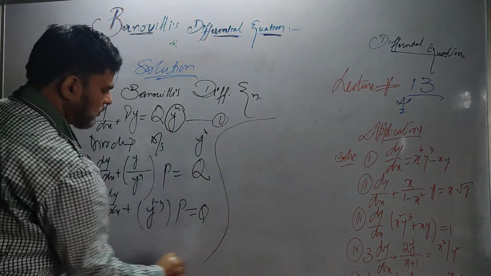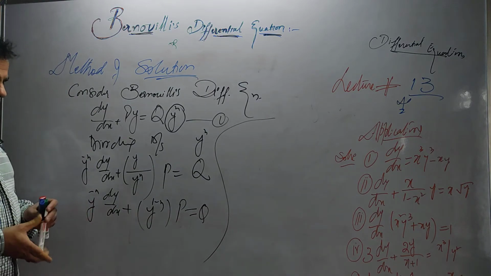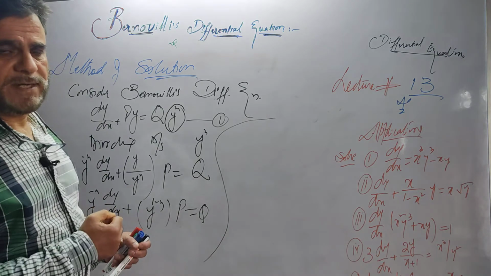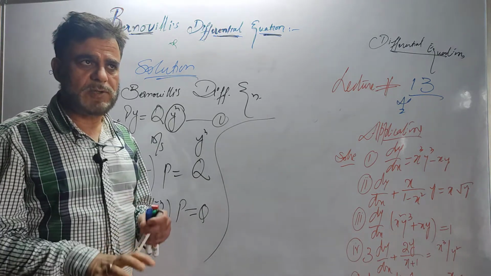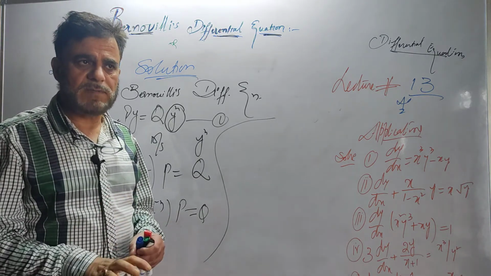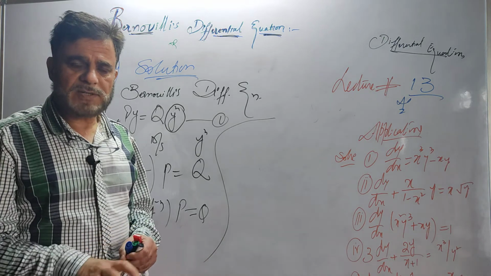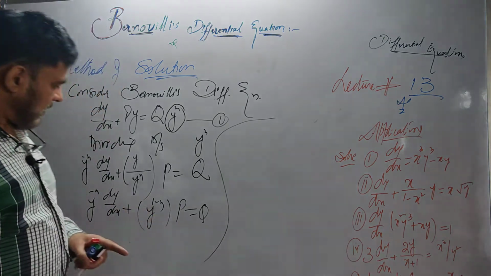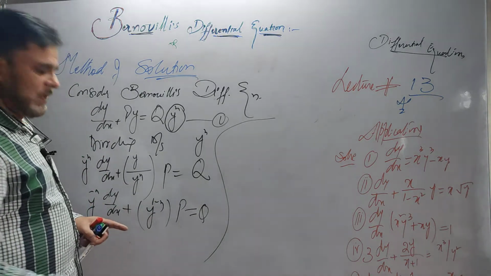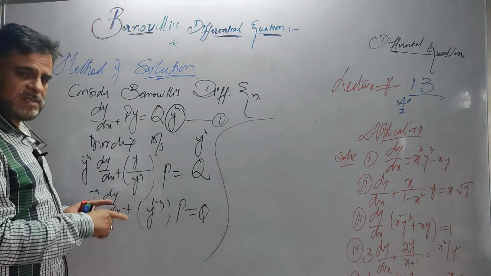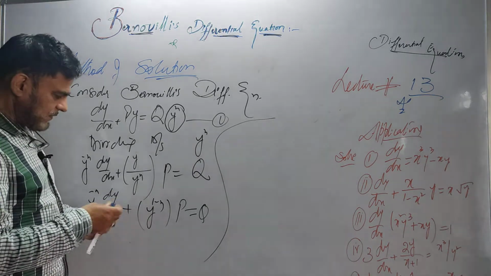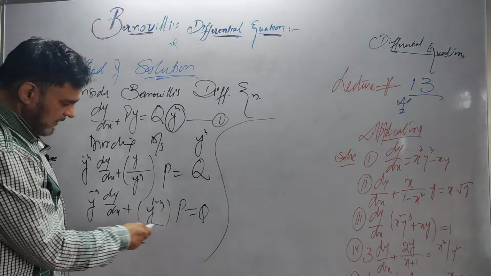Now you have come to know where this y raised to the power 1 minus n comes from, which we just stated. We can reduce this Bernoulli's differential equation to the standard form of the linear differential equation by the transformation z is equal to y raised to the power 1 minus n. I am just explaining where this y raised to the power 1 minus n comes from.